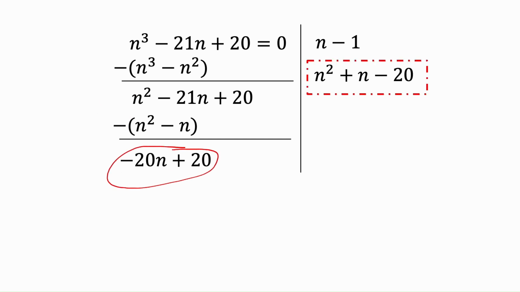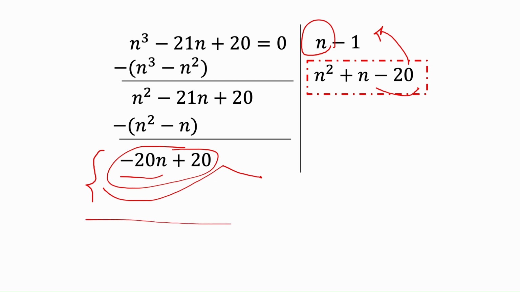We need to continue. So how are we going to make minus 20n from n? So we need to multiply by minus 20, so we will have minus 20n by multiplication of minus 20 to n minus 1. We will have minus 20n plus 20, which is exactly this one. When we subtract it, we will have 0 here. So great. Our division has stopped because we reached 0. So this is the other part.